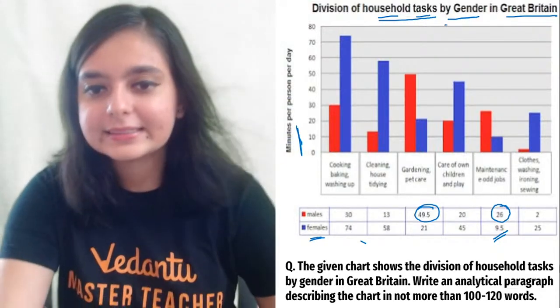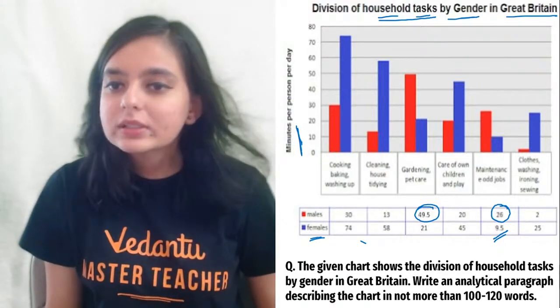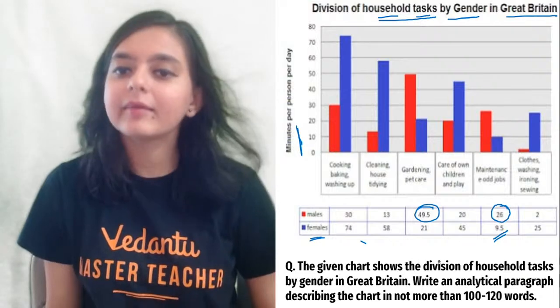All right. So now let us see. You can see what is the question. The chart shows the division of household tasks by gender in Great Britain.